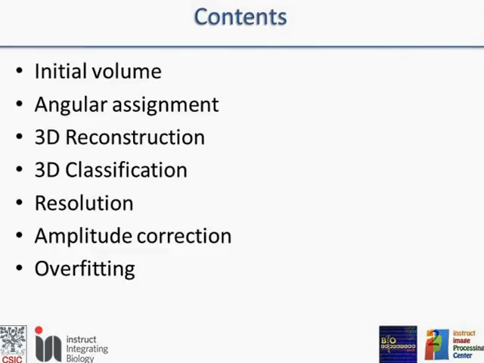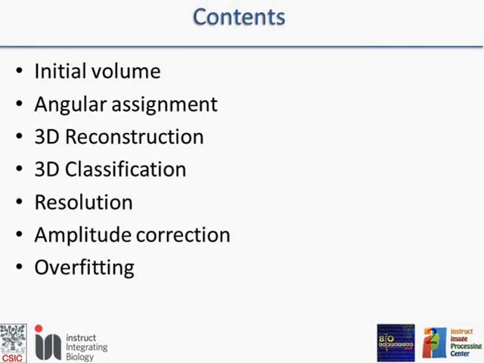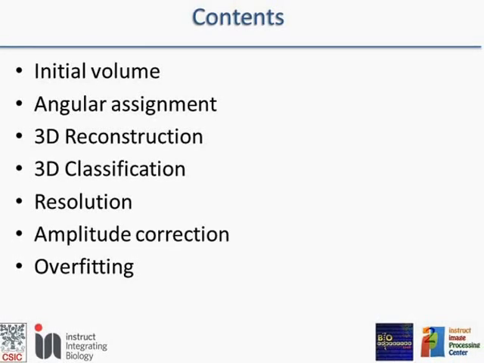So these are the topics that we'll cover during this hour. So how to work a little bit with the initial volume. We'll see that it is a big problem. Then how the angular assignment is done. That means you have your experimental images, you have to decide each experimental image from where it is seen with respect to a volume. Then how do you do the 3D reconstruction? How do you classify your images into, if you have an heterogeneous sample? And then how to calculate the resolution.